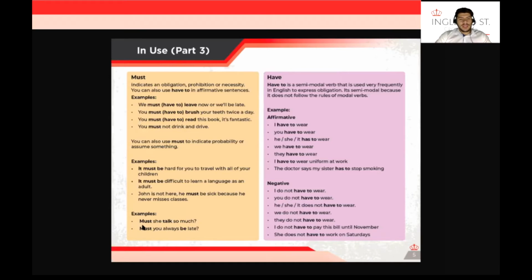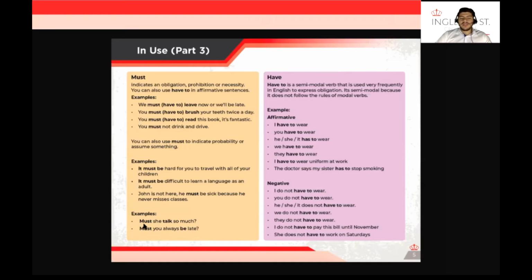And then finally, we have the questions, or the interrogative form. And we have some examples here. Must she talk so much? Must you always be late? So we use the questions to ask about something that is obvious, but it's some sort of a complaint, right? So we normally use must in questions to kind of complain. In Spanish, we use the tone to ask.